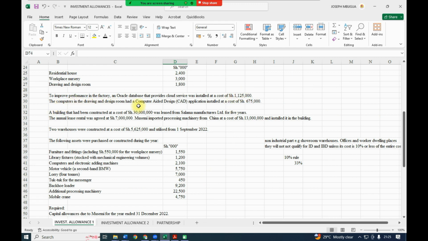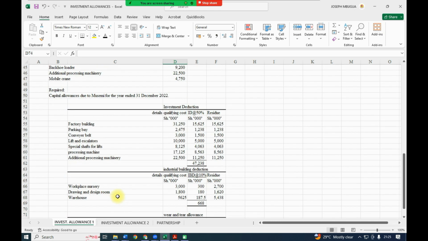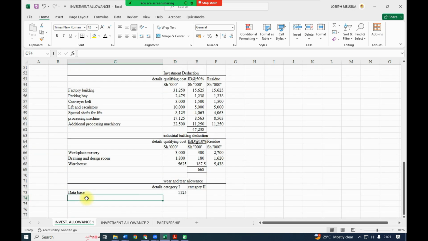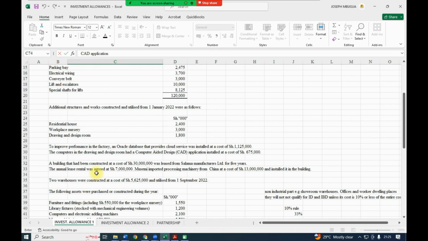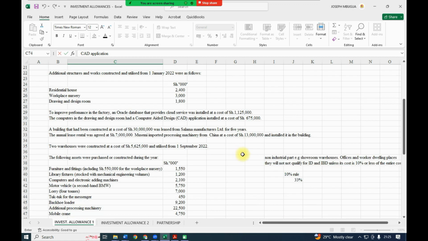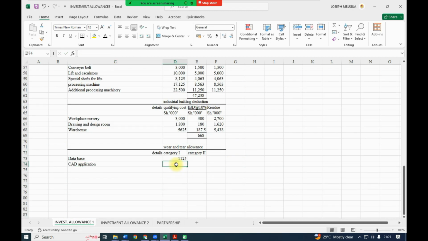The computer in the drawing and design room had a computer aided design (CAD) application installed at a cost of 675. All these are software which qualify for category 1 at 25%. Initially they were having a special rate of 20%.